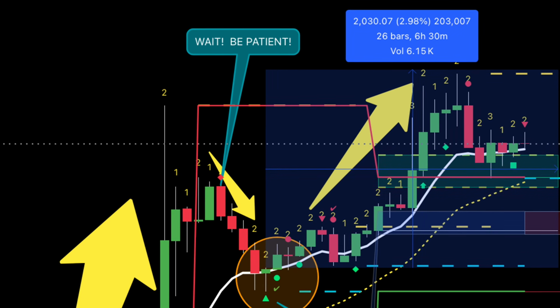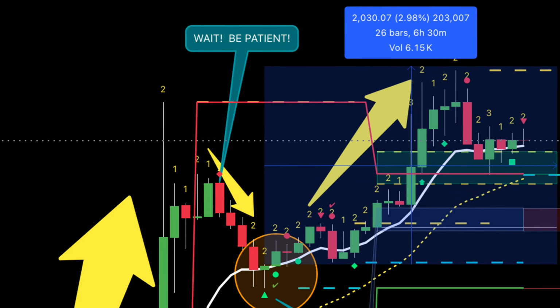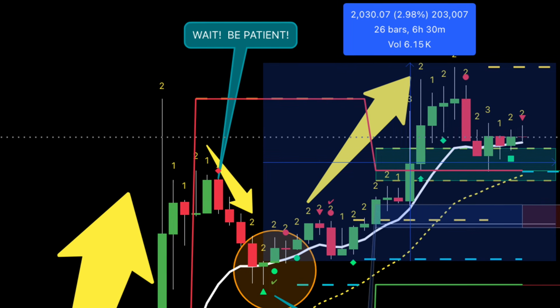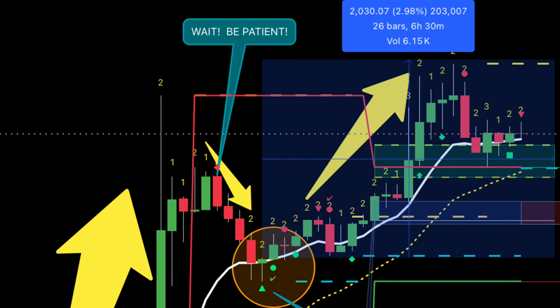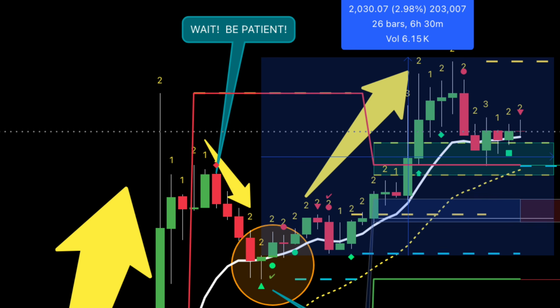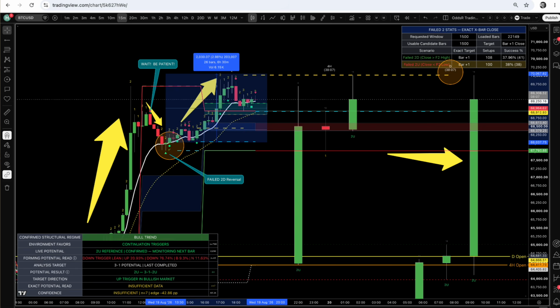If my higher time frame is already green, I don't want to chase lower time frame green candles straight up. I'm waiting for the lower time frame to turn down. I want to see some red, some 2-down action come against that bullish higher time frame move. That's the patience part. The higher time frame is telling me the direction I'm interested in, but I'm waiting for the lower time frame to give me the pullback and potentially the reversal setup.